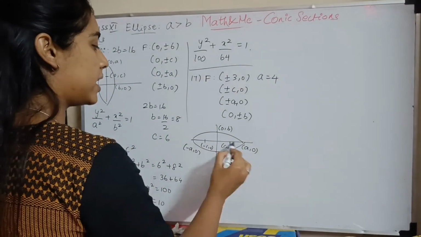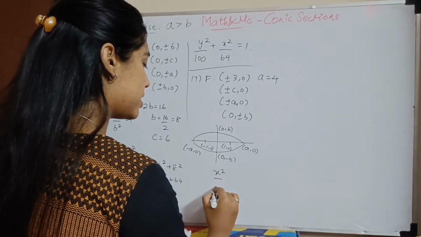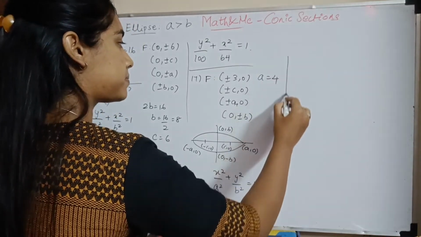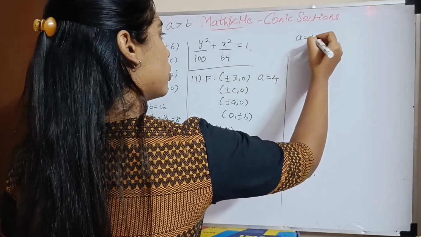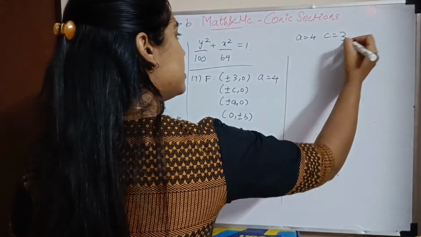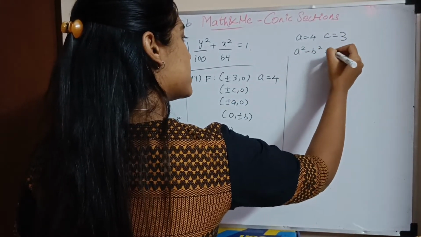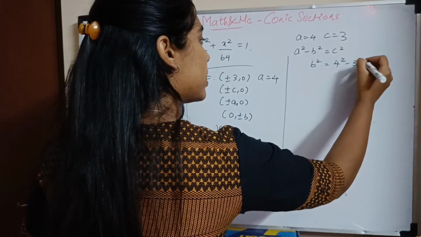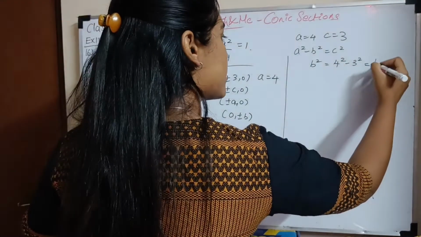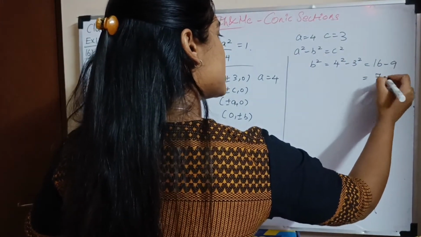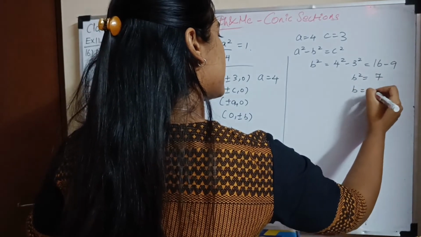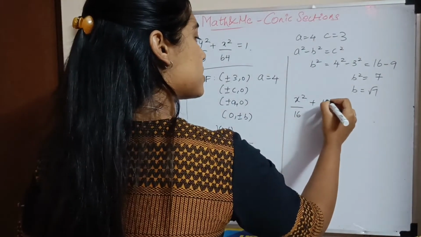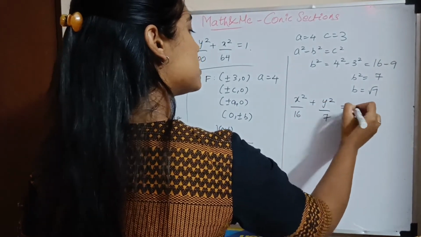So, how does my equation look like? A is along the x-axis, so x square by A square plus y square by B square equals 1. A is 4 and C is 3. The relation is A square minus B square equals C square, so B square is A square minus C square. That is 4 square minus 3 square, which is 16 minus 9, which is 7. So B square is 7, B equals root 7. So what is my equation? X square by A square plus Y square by B square equals 1.